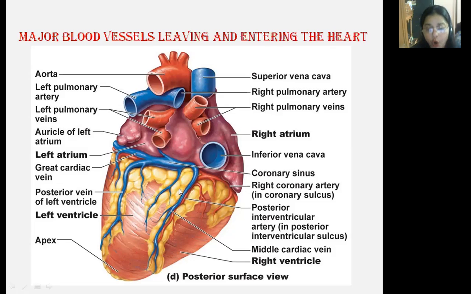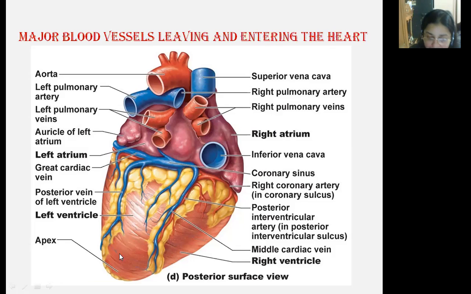And for this oxygenated blood circulation, the major blood vessels involved, number 1, are the pulmonary veins, right pulmonary veins and left pulmonary veins, which are bringing oxygenated blood from the lungs to the left atrium of the heart, and that oxygenated blood moves to the left ventricle. From there, through the aorta, it is circulated throughout the body because it is the oxygenated blood which supplies oxygen and nutrients to each and every part of our body system.